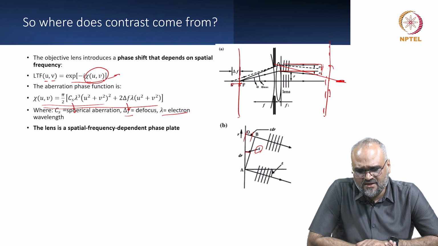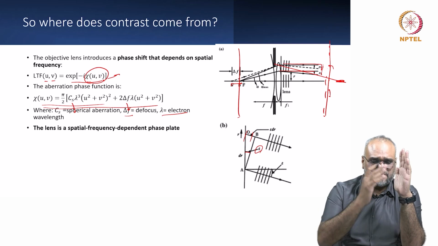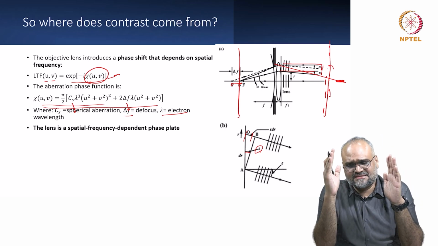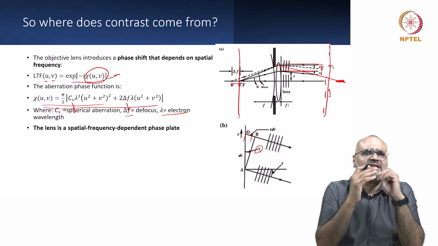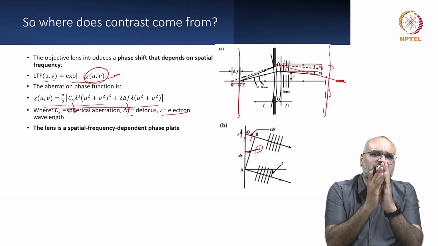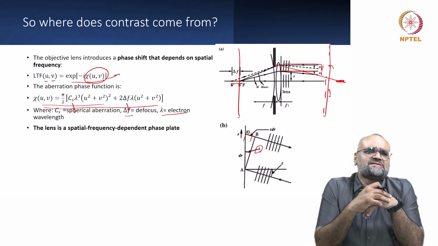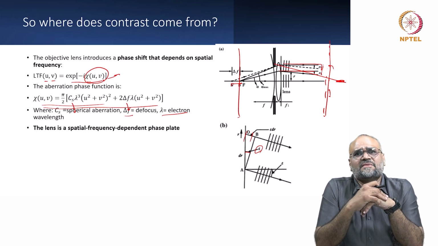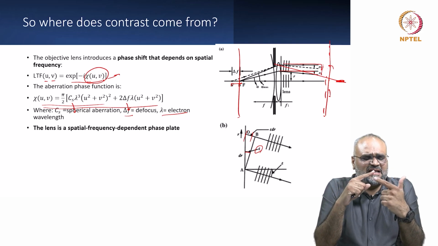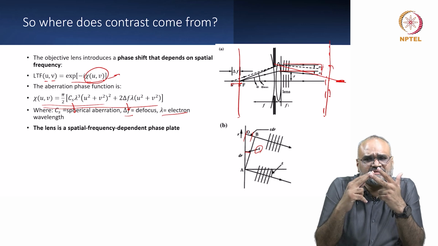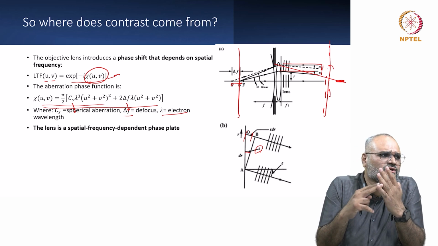So what exactly the contrast transfer function tells you is, when I have an object and the electron wave that has interacted with my object is propagating through an electromagnetic lens, the phase shift that is induced consists of the components of the electrostatic potential, the thickness of the sample, the defocus, and the lens aberrations all together.